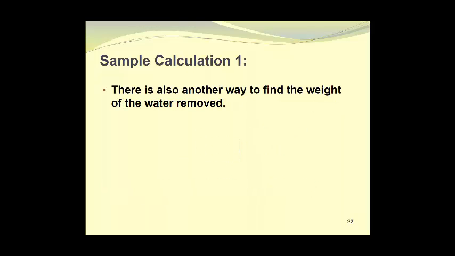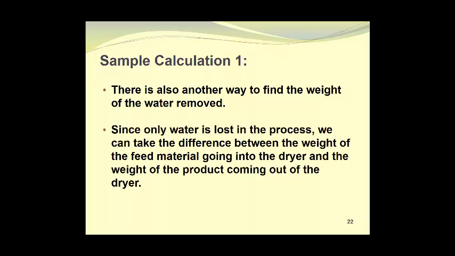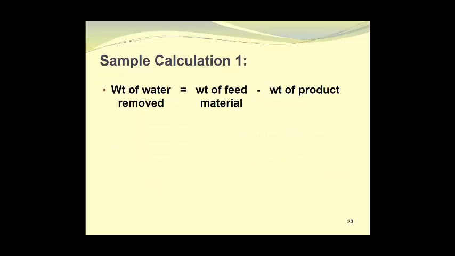There is also another way to find the weight of the water removed. Since only water is lost in the process, we can take the difference between the weight of the feed material going into the dryer and the weight of the product coming out of the dryer. So the weight of water removed is going to be equal to the weight of the feed material minus the weight of the product when there are no solids losses.